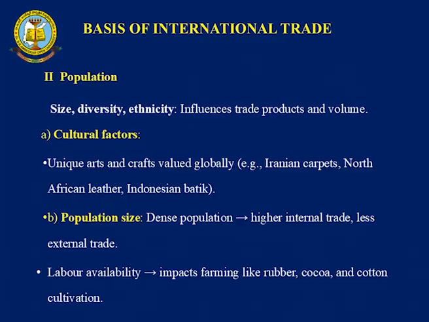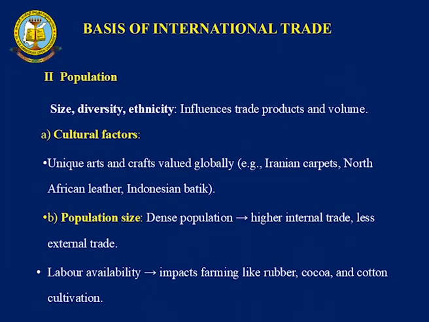Then coming to the part of population. For example, some regions have their unique characteristics in terms of their art and crafts, like Iranian carpets, North African leather and Indonesian batik, as well as the Indian ikat system, isn't it? They are famous worldwide. So these arts and crafts have the unique characteristics of their own countries, isn't it? So based on this also there will be trade.